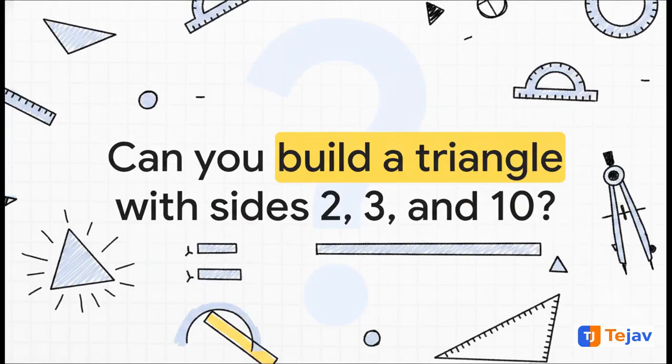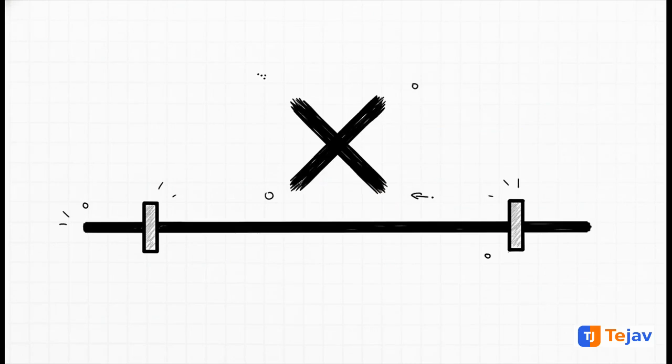But hey, here's a critical test for you. Think about this for a second. Can you build a physical triangle with sides measuring 2, 3, and 10? The answer is no way. Absolutely not. 2 plus 3 is 5, which is obviously not greater than 10. If you tried to physically connect those pieces, they would just lay completely flat. Without mathematical rules, this shape simply cannot exist in the real world.